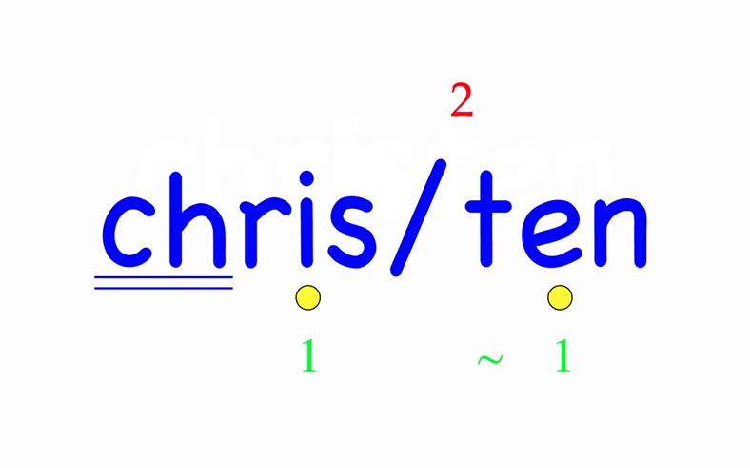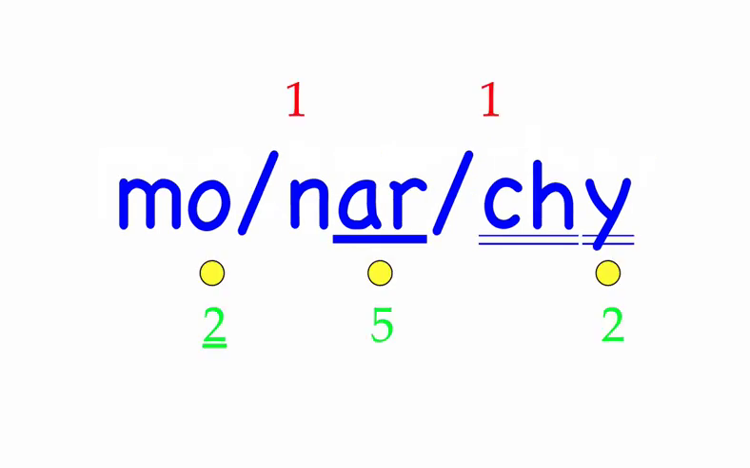Monarchy. The head of the monarchy is the king. Ma-nar-ki. Three syllables. First syllable, ma, two sounds, M, ah. Nar, two sounds, N, r. Ki, two sounds, K, e. Ma-nar-ki. Mark the word. Ma-nar-ki.